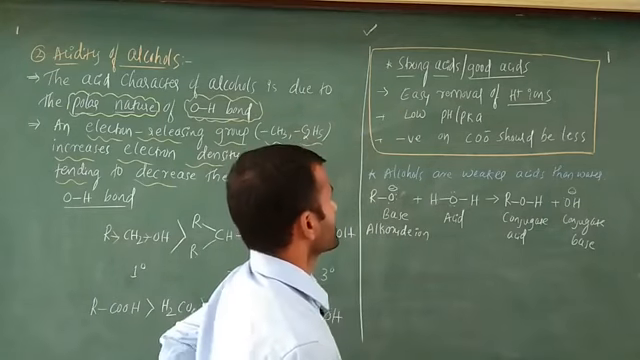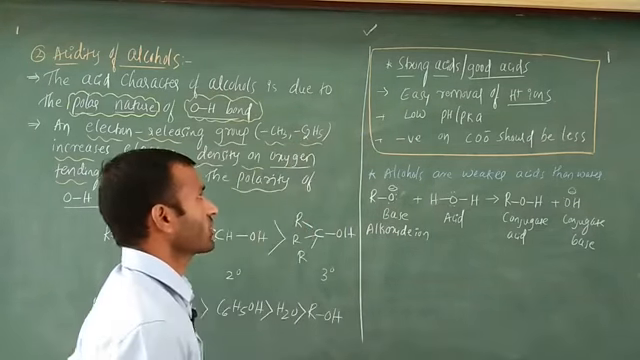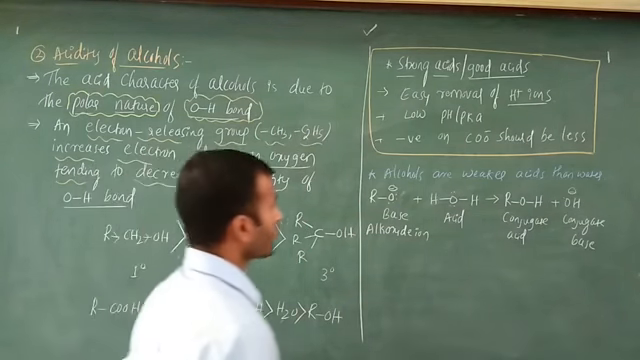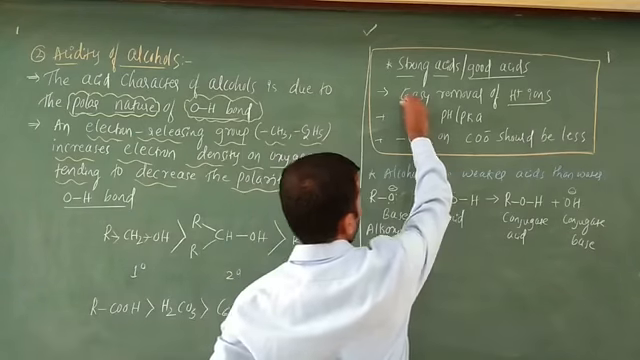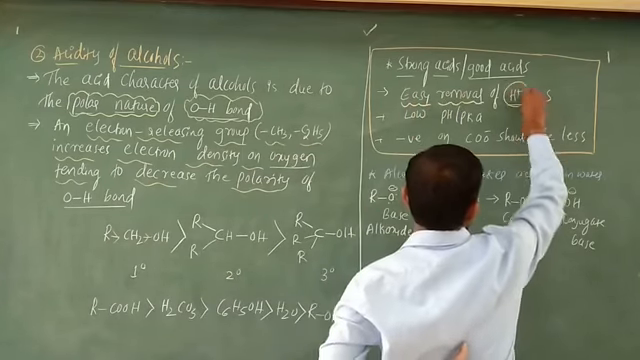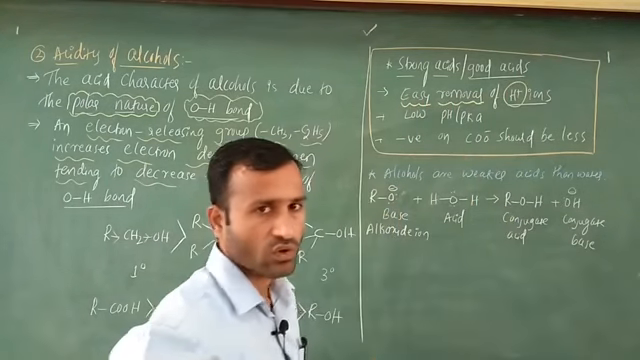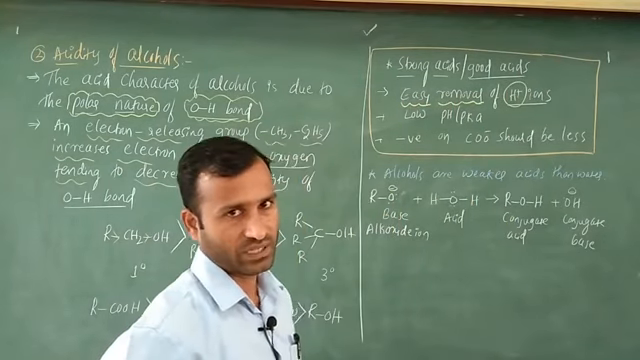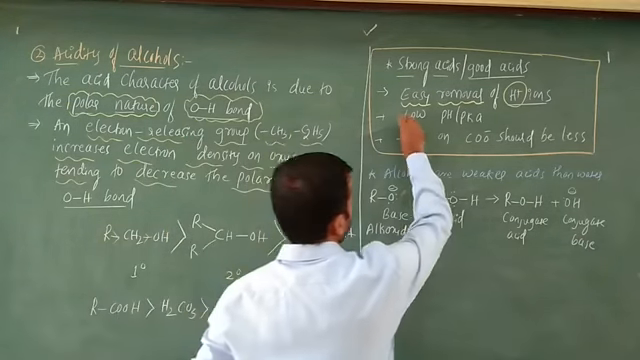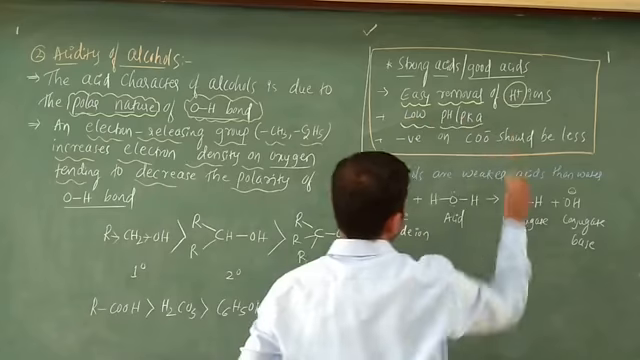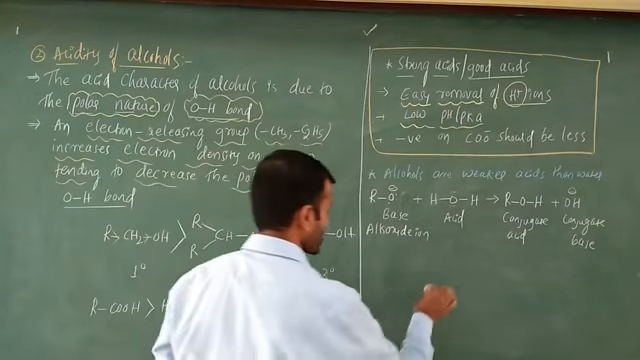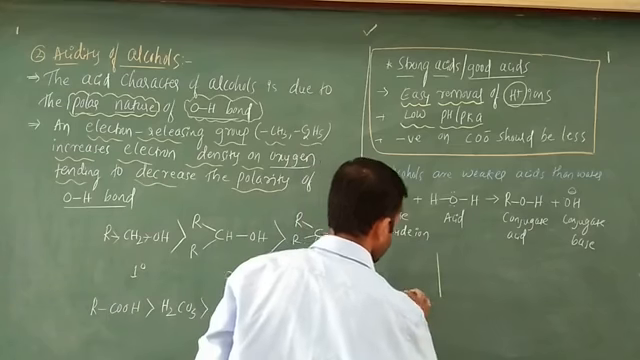Strong acids means, the important point, easy removal of H plus ion. First you have to bear in mind the most important point: strong acid means easy removal of H plus. H plus will go out easily, that indicates strong acids. Next, low pH or low pKa, I will explain that point here. This is the basic point.